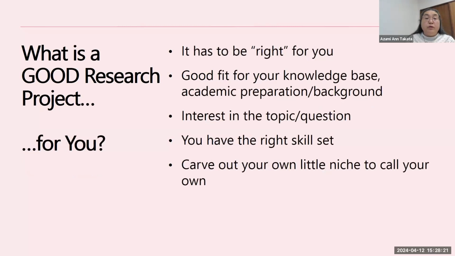I also want to talk about what's a good research project for you. And in this sense, whatever research project you choose, it has to be right for you. What we mean by that is that it has to be a good fit for your knowledge base, your academic preparation, and your background. You're not going to be able to do a research project for which you're not very well prepared. That's just a fact. You're going to have some sort of a base to build upon, and that foundation has to be your current knowledge base, academic preparation, and academic background.